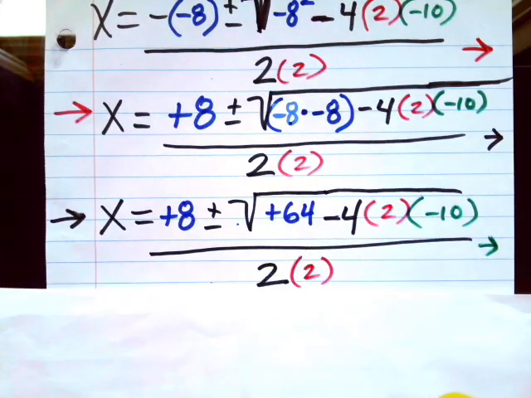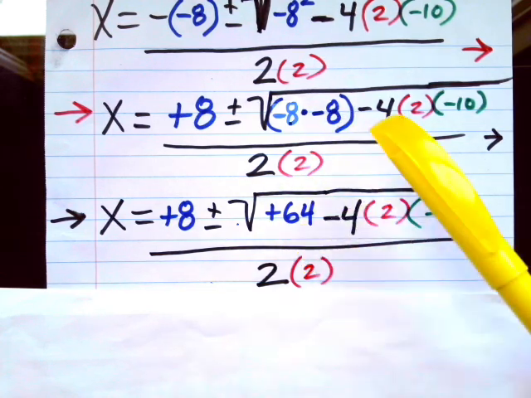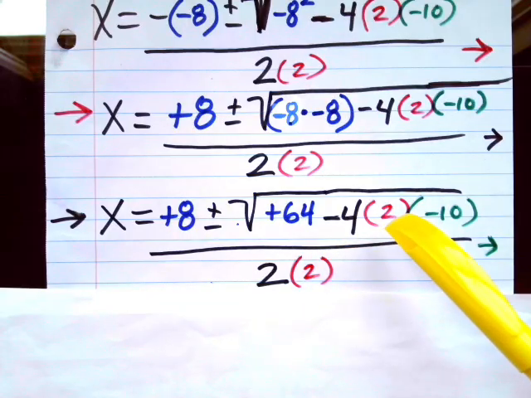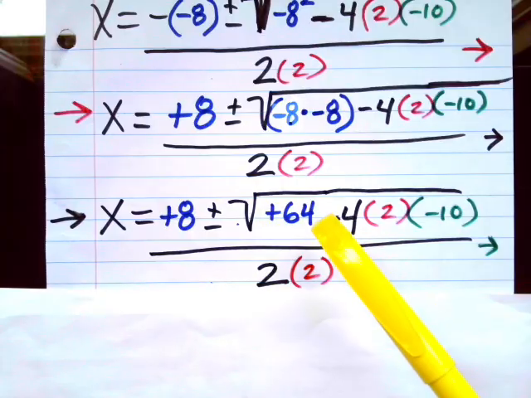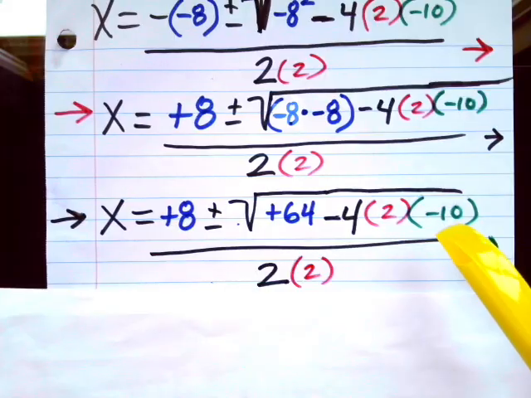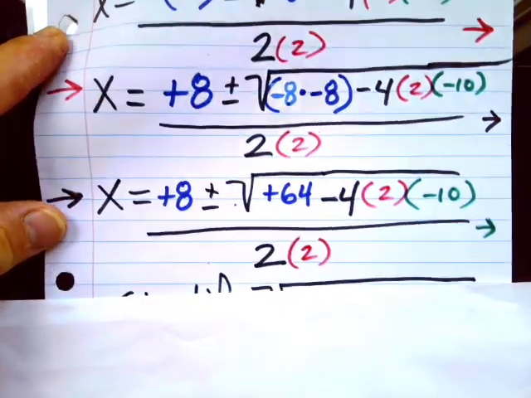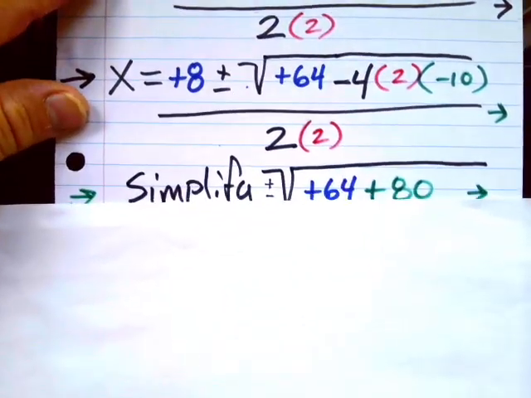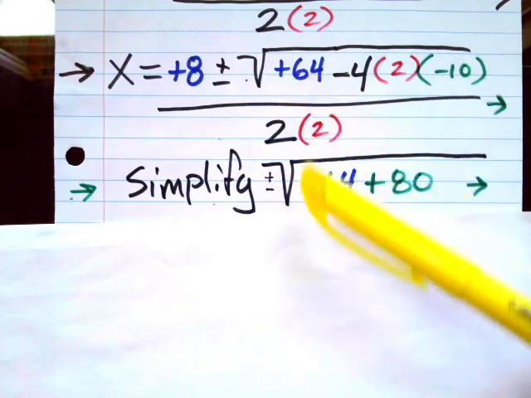So you can see negative 8 times negative 8 is a positive 64. Negative 4 times 2, and then that product times a negative 10. So negative 4 times 2 is negative 8. Negative 8 times a negative 10 is a positive 80. 2 times 2 is 4. Let's go ahead and take a look and see what that looks like. Again, negative 4 times 2 is negative 8. Negative 8 times negative 10 is a positive 80. And then I have that 64 on the inside.